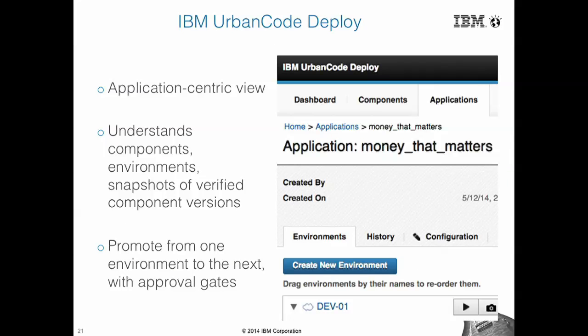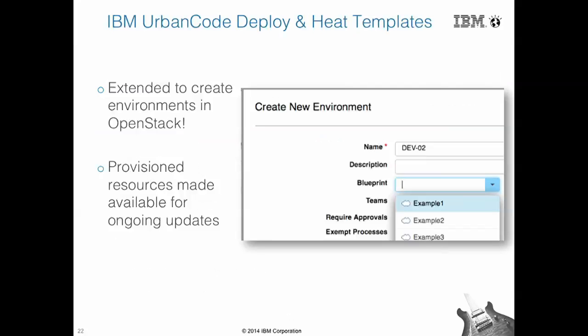So I showed a little bit already of UrbanCode Deploy, but it has this notion of an application-centric view. It understands the components that make up a particular application and what environments they're deployed into. It also has rules around how you can promote from one environment to the next. So you can say that in order to enter a particular environment, I must satisfy these conditions. So let's take a look.